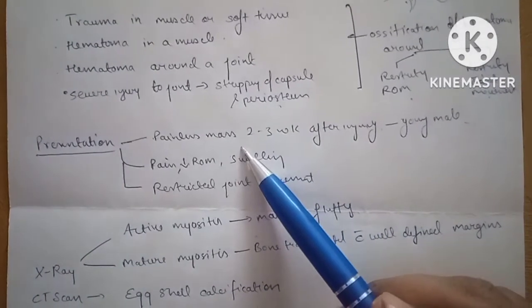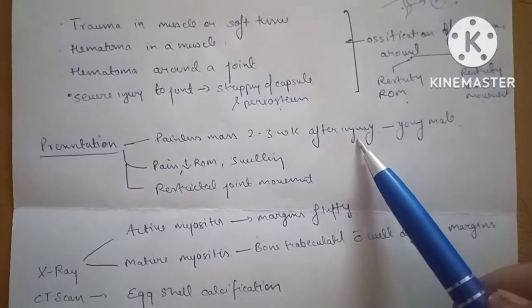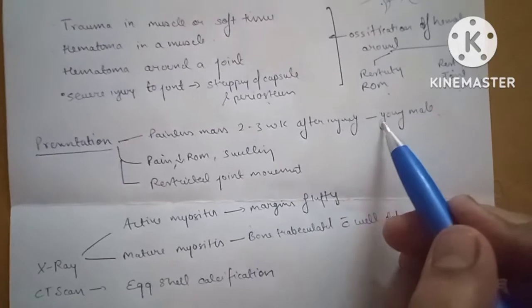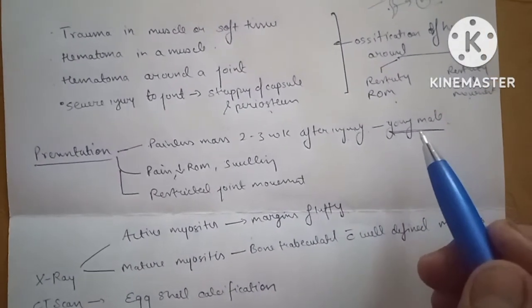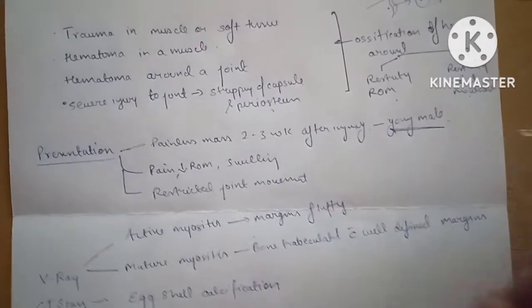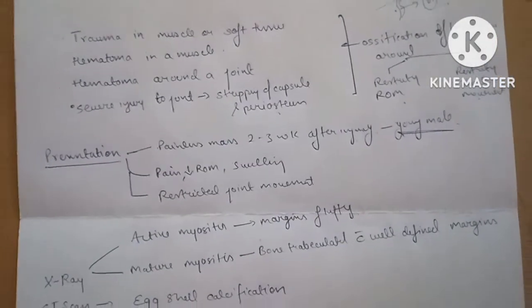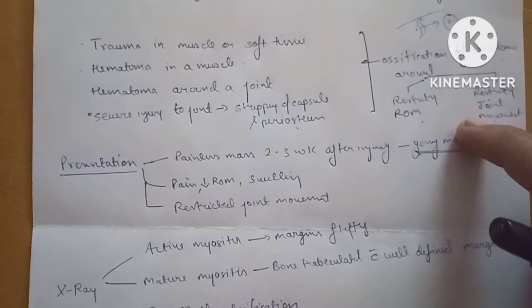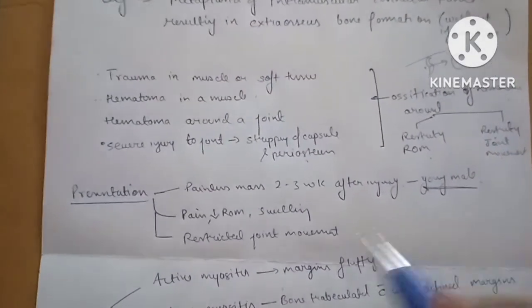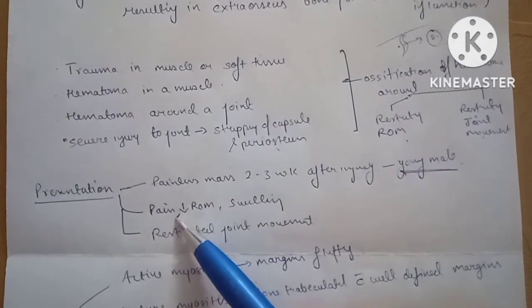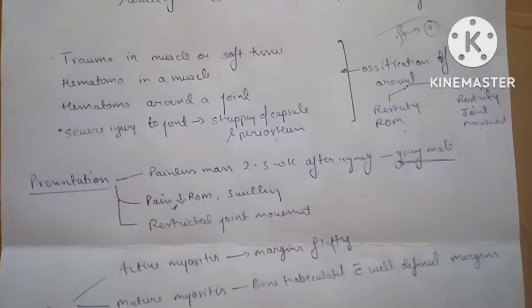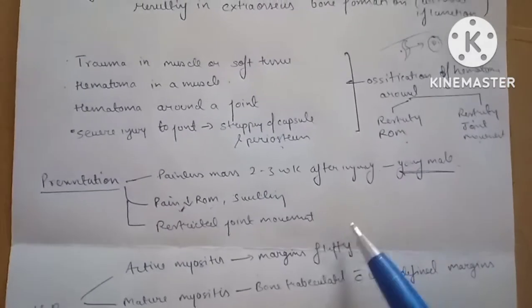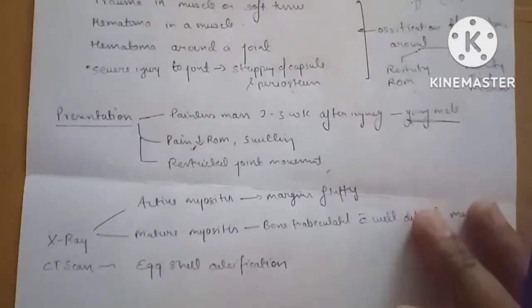Presentation can be a painless mass 2 to 3 weeks after an injury. This is common among young male athletes with an injury in the quadriceps or shoulder having a painless mass within 2 to 3 weeks of injury. This may be due to myositis ossificans. The patient may present with pain, decreased range of motion and swelling too. Also, if it is in the joint, it can lead to restricted joint movement.